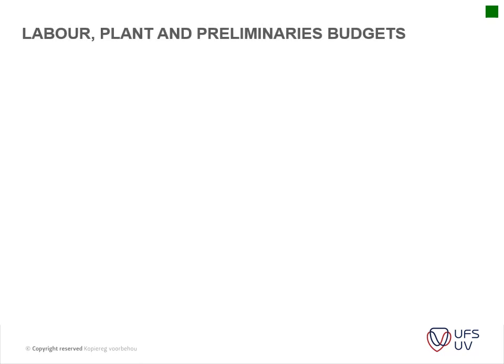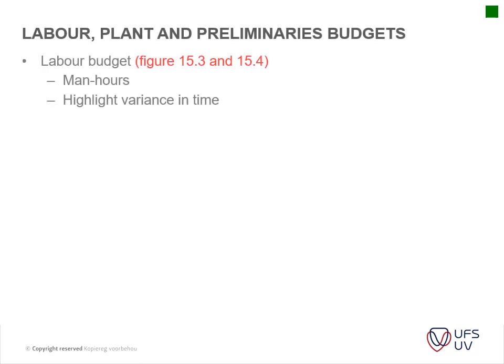Okay, so very easy. Your labor, plant, and preliminary budgets: if you go to your figure 15.3, that's now on page 335, and 336 for your figure 15.4. If you look at your labor expenditure budget, please make note that we're looking at your budget, your preliminaries and your expenditure. So you've got your man hours and your highest cost variance, which is shown here.